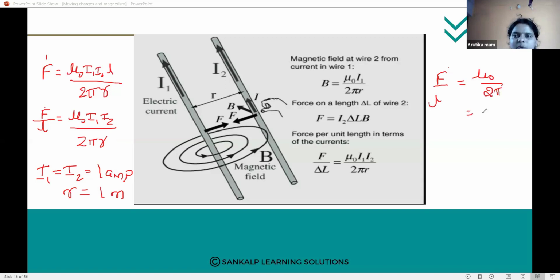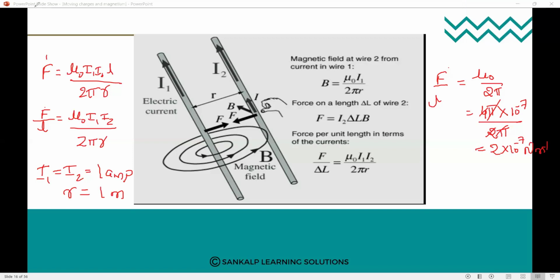So already I told you the mu naught value is 4 pi into 10 raised to minus 7, but since it is already divided by 2 pi, pi goes and the 2 will get cancelled. So what we can write is 2 into 10 raised to minus 7. Since it is F by L, what is the unit? Newton per meter.